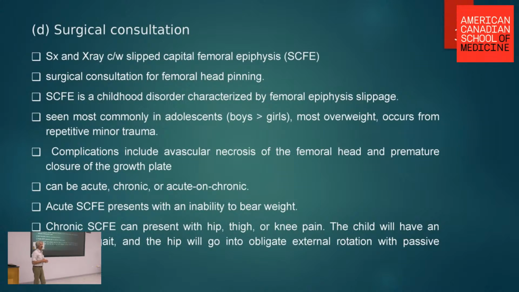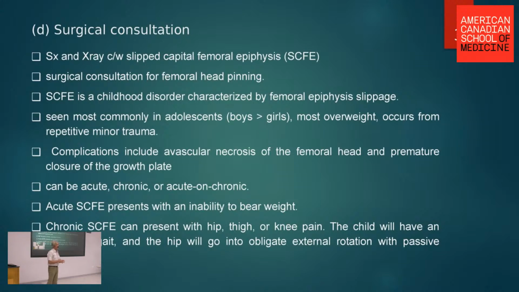Early on, it can be subtle, and you can have a normal X-ray with just pain in the hip area. But when you see this degree of changes on a skeletal X-ray, the diagnosis is pretty clear. So you see that epiphysis slipping, more common in boys than girls, adolescents. Usually the child may be a little bit overweight, and it's secondary to repetitive minor trauma. In other words, too much repetitive stress on that growth plate of that femur.